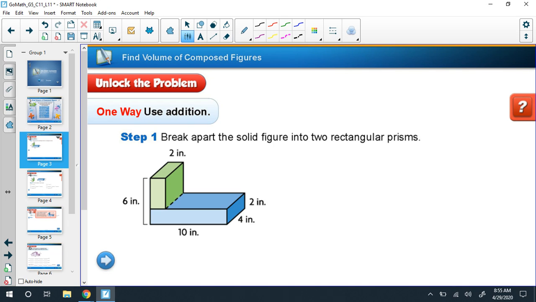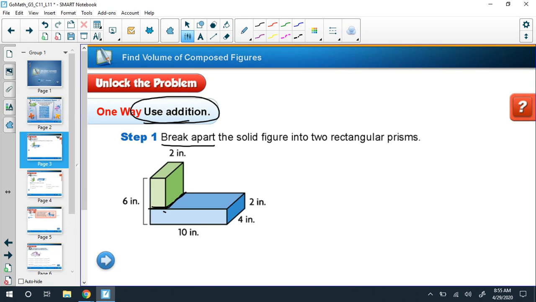One way that we can do this is to use addition as we are trying to find the volume of this composed figure. What we're going to start by doing is break it apart, right? We're going to look at our composed figure and break it apart so that we can turn it into multiple rectangular prisms. You can see here that they have broken it along this line to make it into the bottom prism and the top prism.